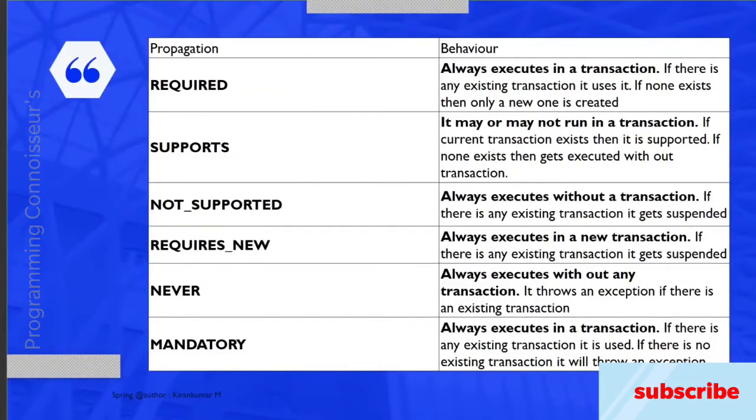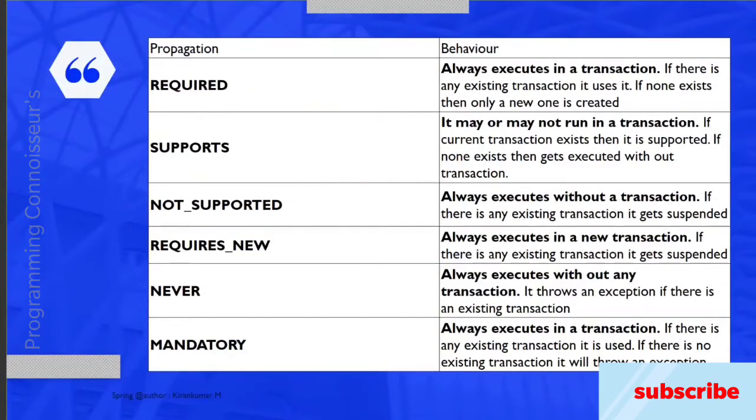Now if you see, here we have these six. The explanation is available here, and we saw them one by one with examples. Required is executed in a transaction. Supports may not execute in a transaction. Not supported executes without a transaction. Requires new always executes with a new transaction.